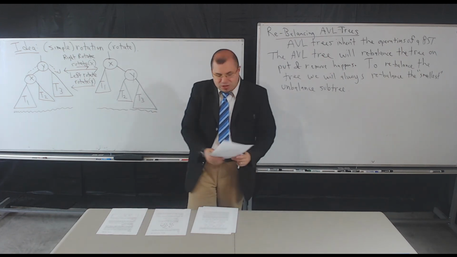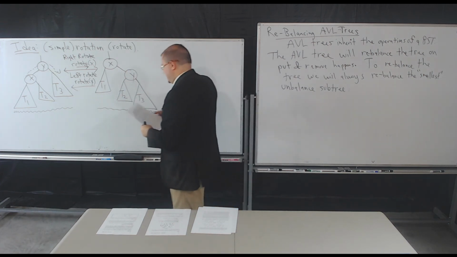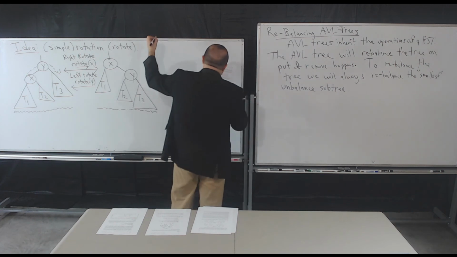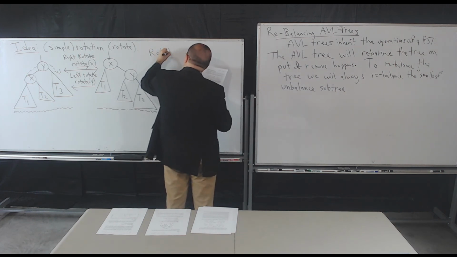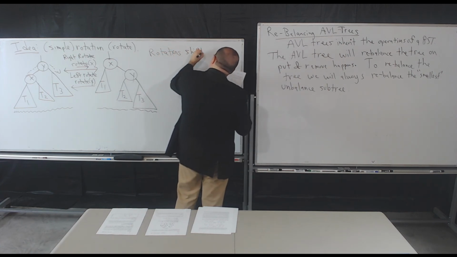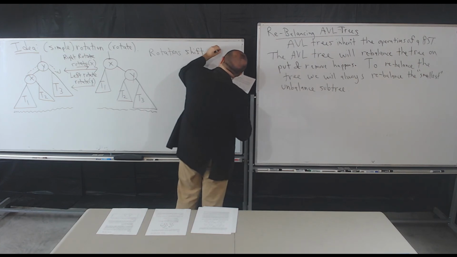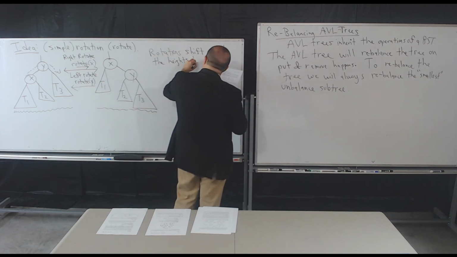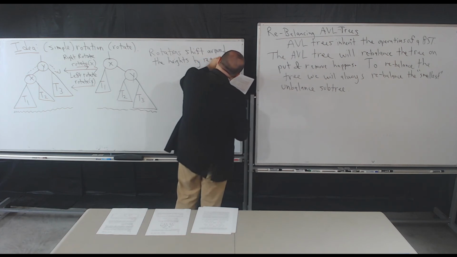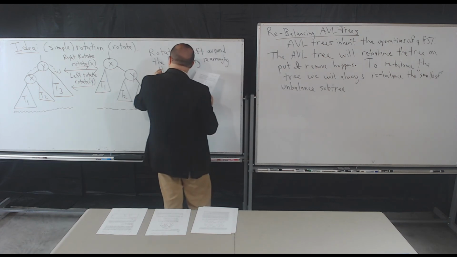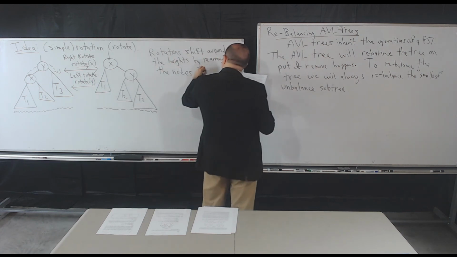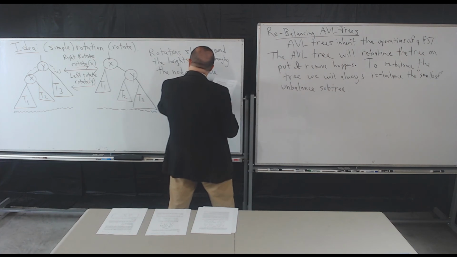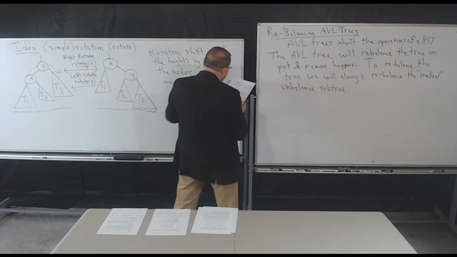You're going to find I'm going to draw a lot of pictures here, because the great thing about doing this is that all I'm doing is modifying references to nodes. I'm not doing a whole lot of crazy things beyond that. So rotations shift around the heights by rearranging nodes, while maintaining the order of the tree's elements.